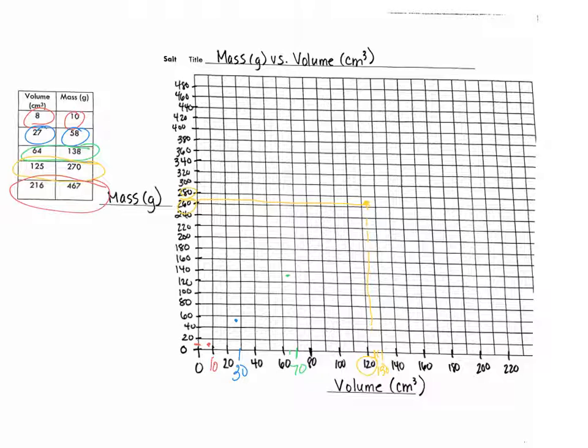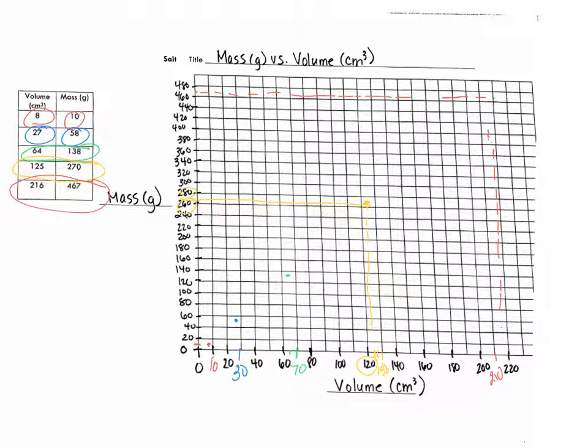And then the last point I have is 216 and 467. So 216 is going to be here. This is 210, so it's going to be between 210 and 220. So again, 216 is going to go up in here, and it's going to be 467. So 467 is going to be between 460 and 480.